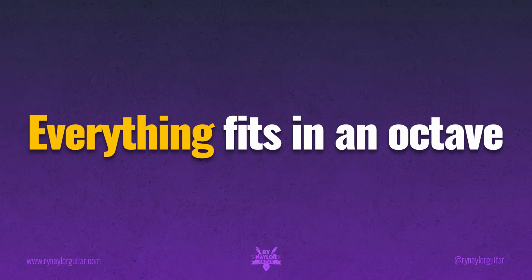This is exactly why players who learn CAGED through chord shapes hit a wall with minor. They feel like they need a separate system. You don't. The layer is the content you place inside that frame, and that brings us to something really important. Everything fits in an octave.